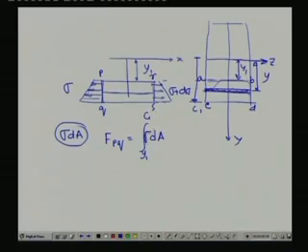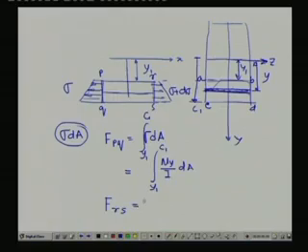If we consider this integral of sigma dA, what does it come out to be? Sigma equals My by I, as we have learned just now. So, the integral from y1 to C1 of My by I dA gives the force on the PQ face. Now, onto this face, what is the force F?